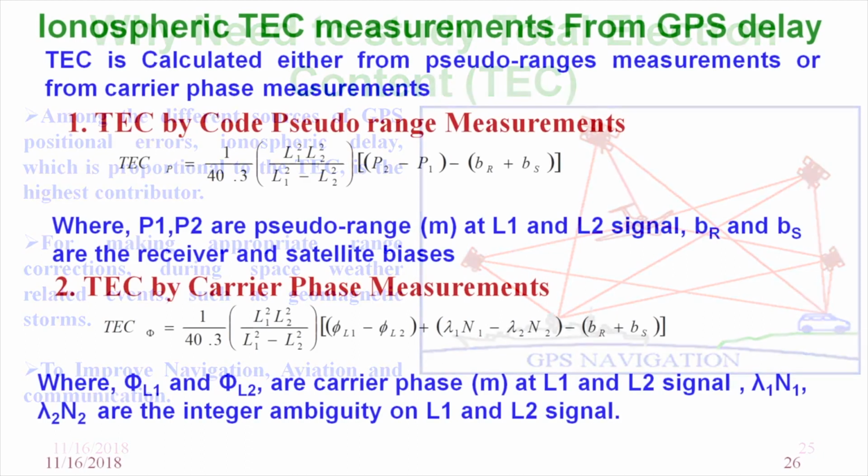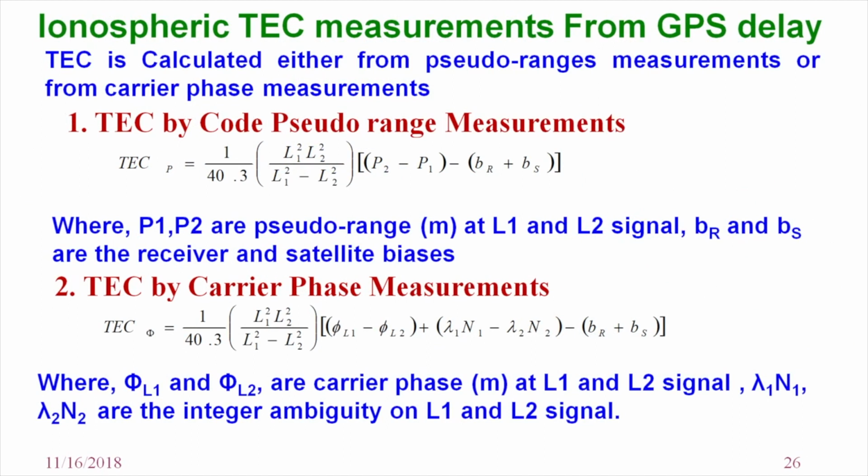This can be calculated by different methods. One method is the code pseudo range measurement method, and another method is the carrier phase measurement method. So, by using the two methods, we are able to find the total electron content of any point of the ionosphere.